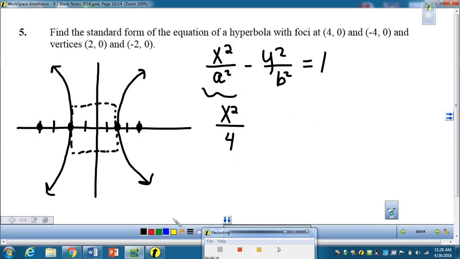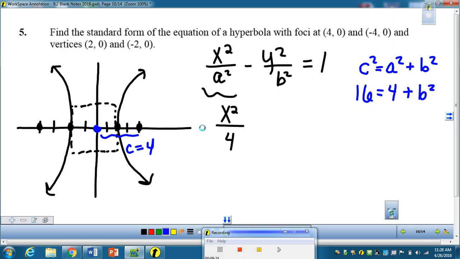All right, now again to find B squared, we're going to do that C squared formula. This time, C is the distance from the center to a single focus point. We get that C is 4, so C squared is 16. And I just pulled the A squared over here. We already knew that that was 4. So subtract 4 from both sides. We get that B squared is 12.